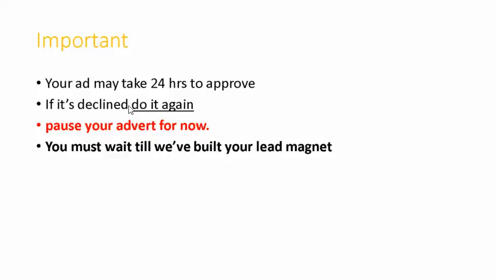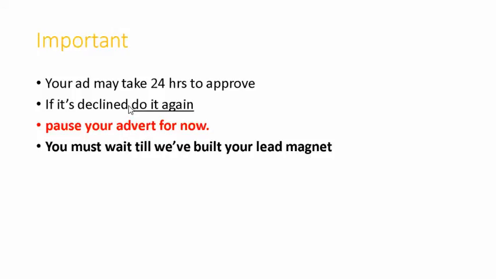Now, Google may take about 24 hours to approve your ad. If it's declined, you'll need to go back and do it again. It'll be declined because you've used some sort of word that was disapproved. There's 100 reasons why they'll disapprove it. So just make sure your ad is honest and it's relative to the content on your website and you can't go wrong. So again, pause your ad for now and just wait.